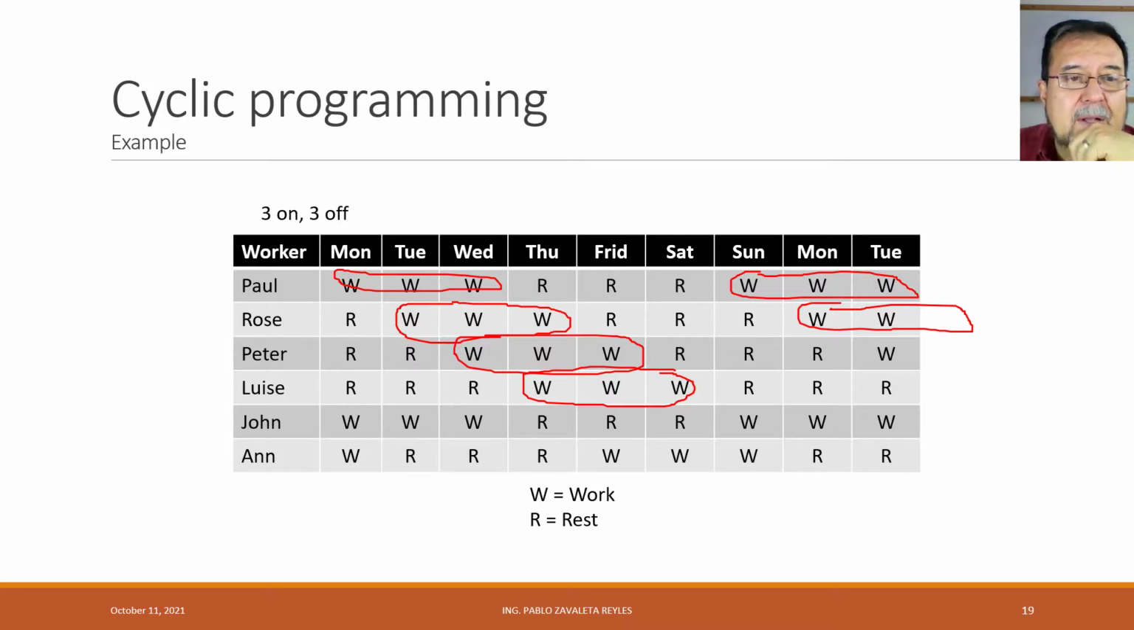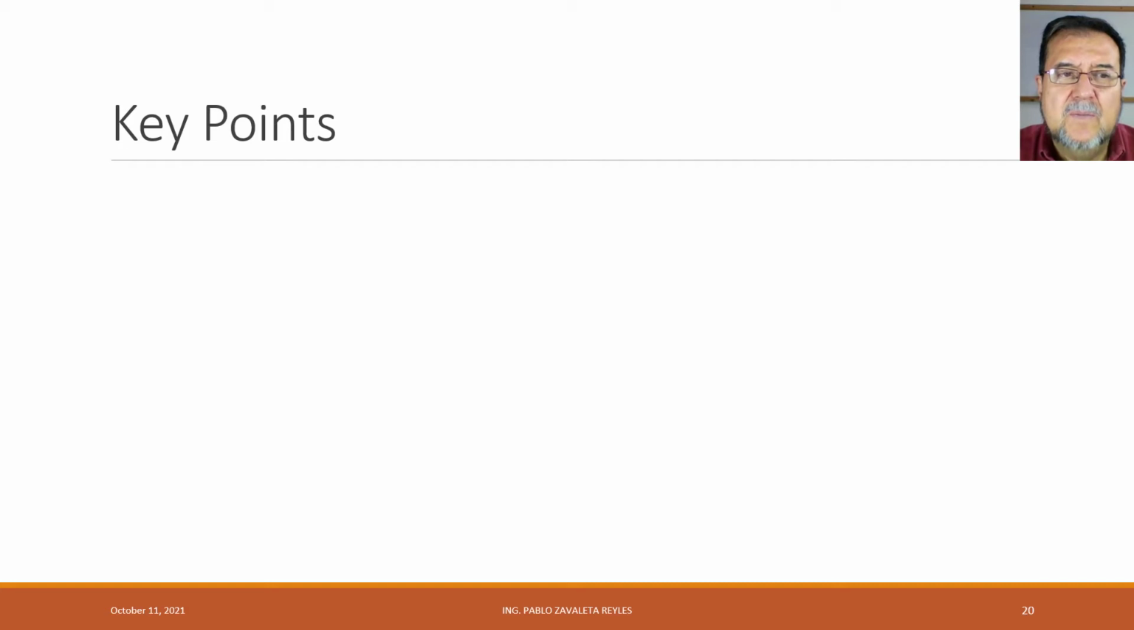Why? Because then Rose can switch her programming with another worker when she needs. For whatever reason, if she cannot work this shift, she can change it with the other one. And everybody sees it as equitable. That is cyclic programming.